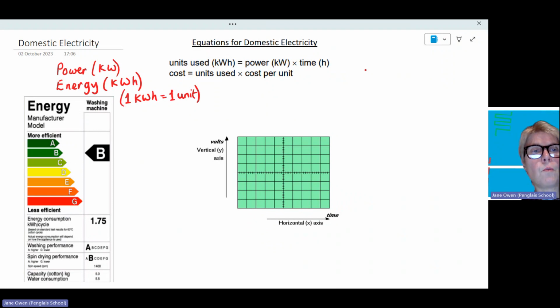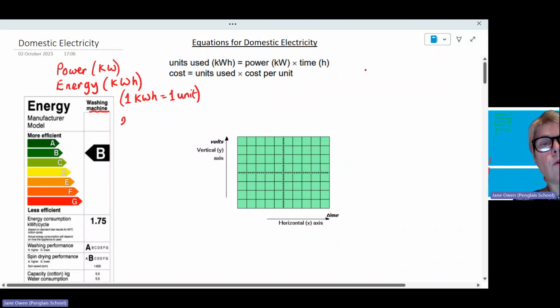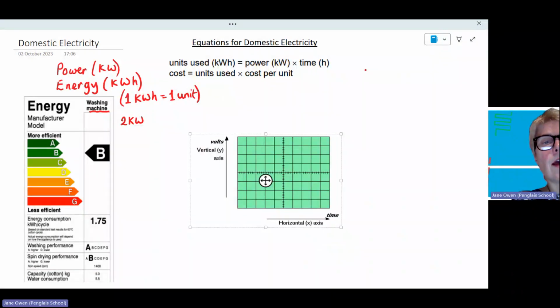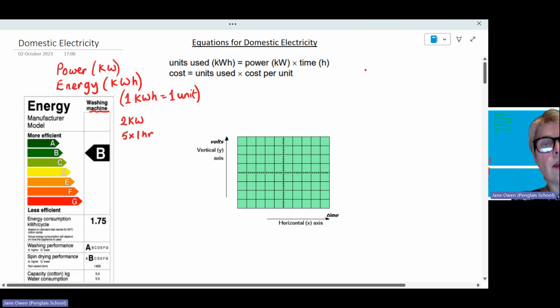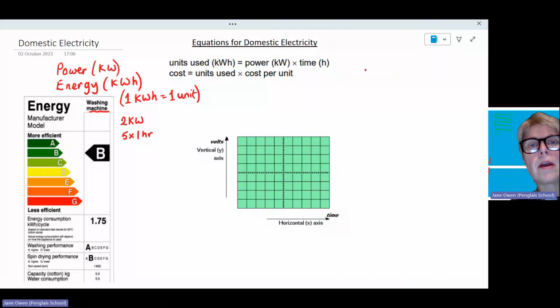So if we have this washing machine here that we can see, let's say the washing machine has a power of 2 kilowatts, and we're going to use it 5 times in a week to do our washing for the family. So 5 times, and each one of the cycles is 1 hour. Then we can get from this information the total cost by using these top two equations.